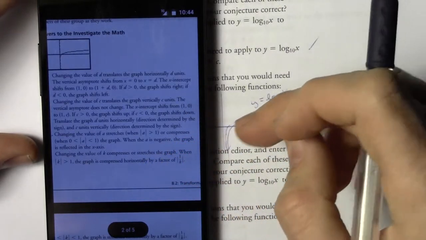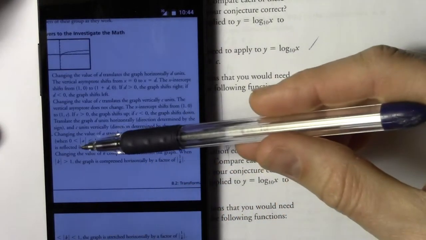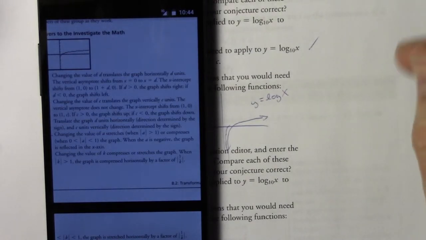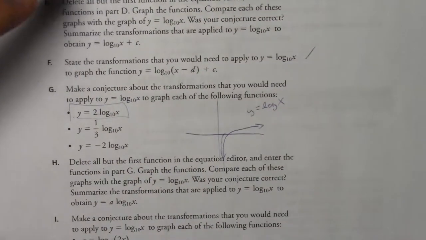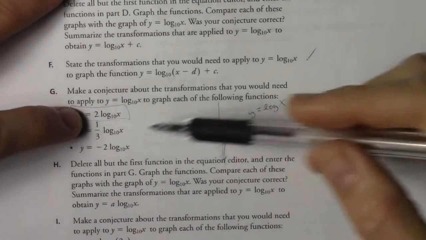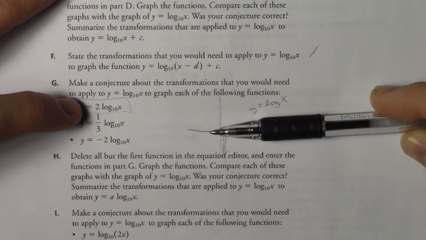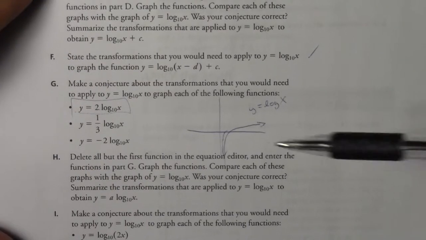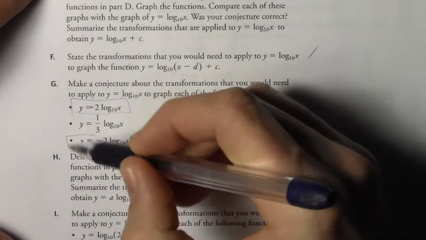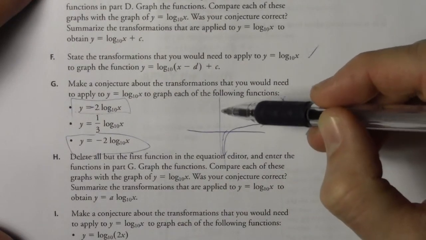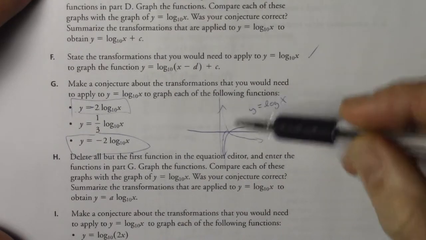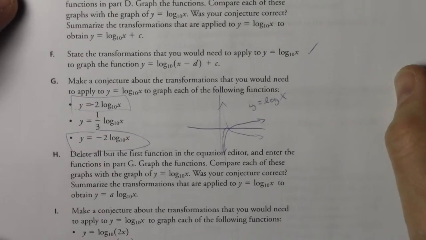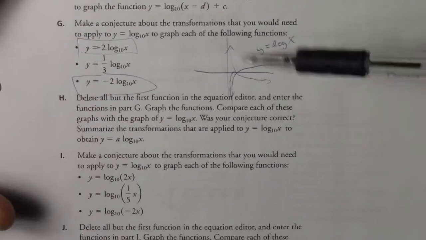Changing the value of a stretches the graph when a is greater than 1 or compresses it when a is a fraction. When a is negative, the graph is reflected in the x-axis. So the same idea. When a is negative, this whole thing flips over the x-axis. Exactly the same thing that we would expect. So if this was negative 2, like this one, this is going to flip this way. Any questions? I feel like this is a very big review.